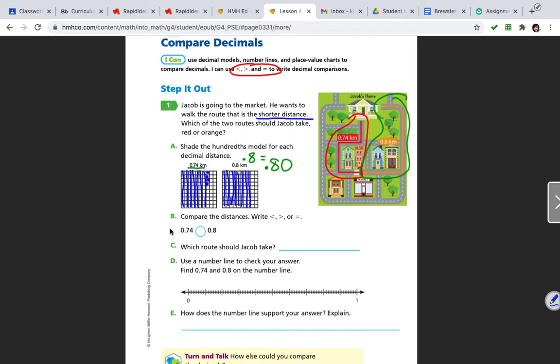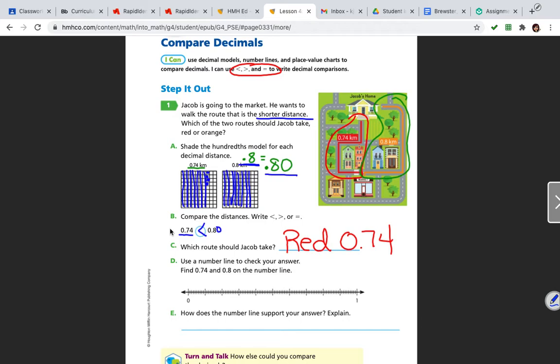Compare the distances, write less than, greater than, or equal to. So right here where we had 74 hundredths, we had 2 digits here. Well, I'm going to add a 0 behind the 8. So 74 hundredths compared to 80 hundredths because 8 tenths is equal to 80 hundredths. Okay? So 74 is less than 80. 74 hundredths is less than 80. So which route should Jacob take? He should take the one that is 74 hundredths. So he should take the red route, which is 0.74.